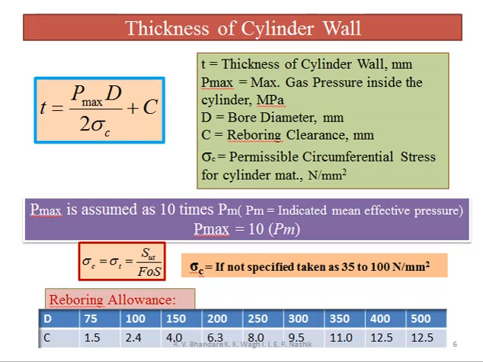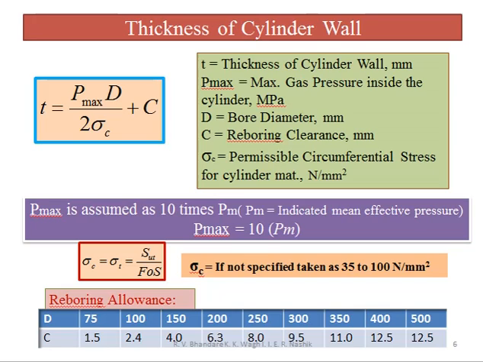Here p is the maximum gas pressure inside the cylinder, D is the bore diameter, and sigma c is the permissible circumferential stress for the cylinder material. Generally grey cast iron is used for the cylinder or cylinder liner, and it is centrifugally cast. For heavy duty applications we may use nickel carbon steel or nickel chromium cast iron, but generally we use grey cast iron.